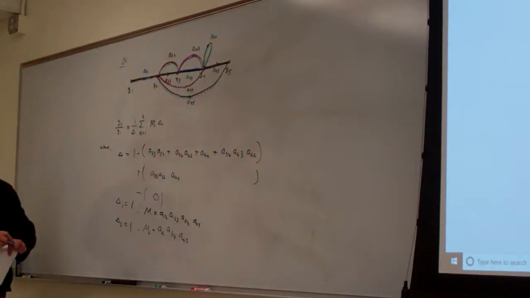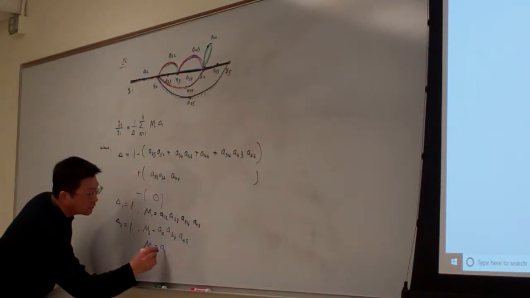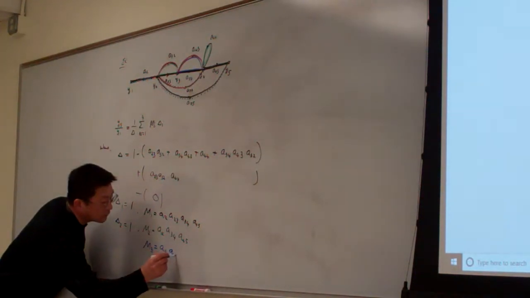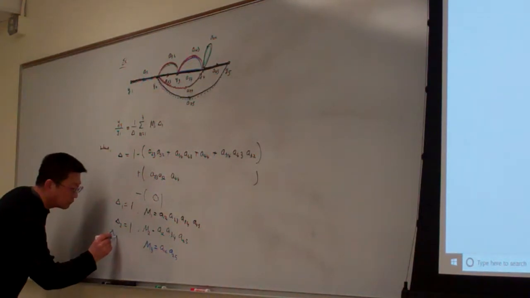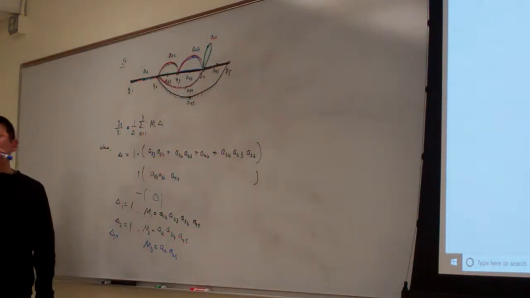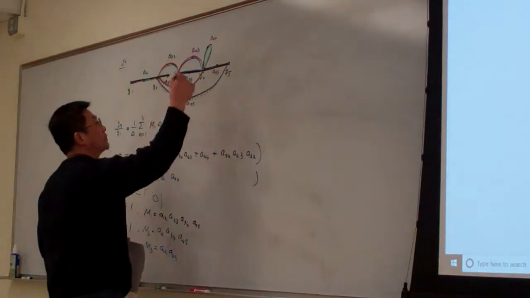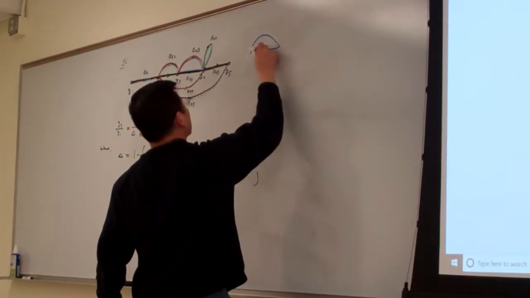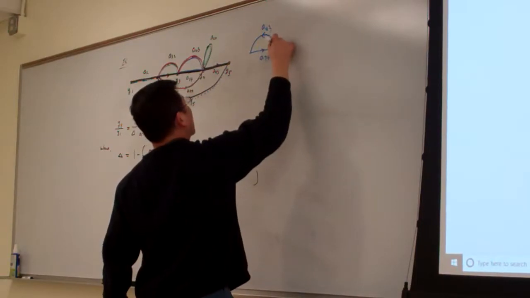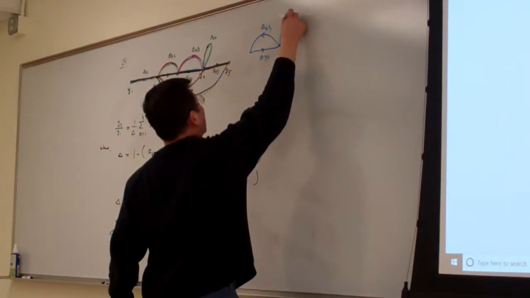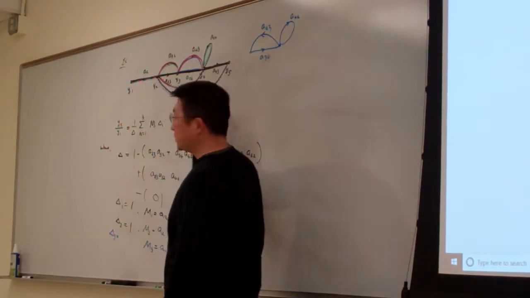Okay. So for this path, let me write it up. M3 will be equal to A12 times A25. Okay, and then we can determine what is delta 3. For this third path, how many loops are not touching? This one, this one, A34 and A43 and also A44. These are the only loops not touching the third path.